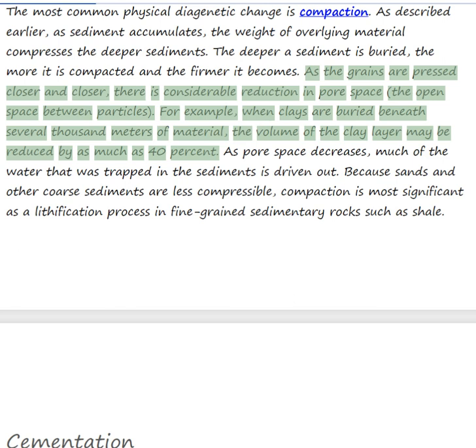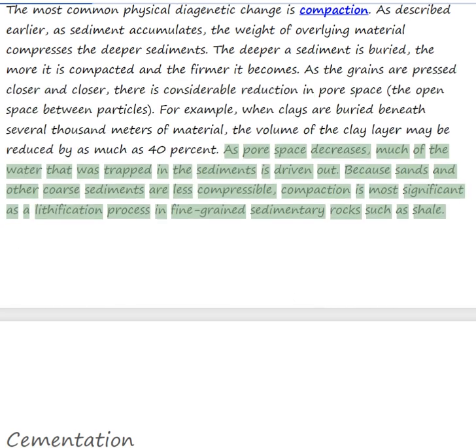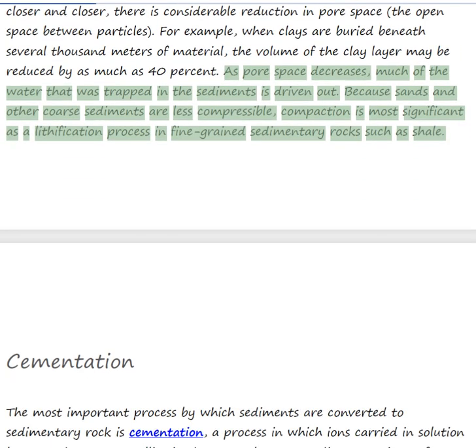For example, when clays are buried beneath several thousand meters of material, the volume of the clay layer may be reduced by as much as 40%. As pore space decreases, much of the water that was trapped in the sediments is driven out. Because sands and other coarse sediments are less compressible, compaction is most significant as a lithification process in fine-grained sedimentary rocks such as shale.